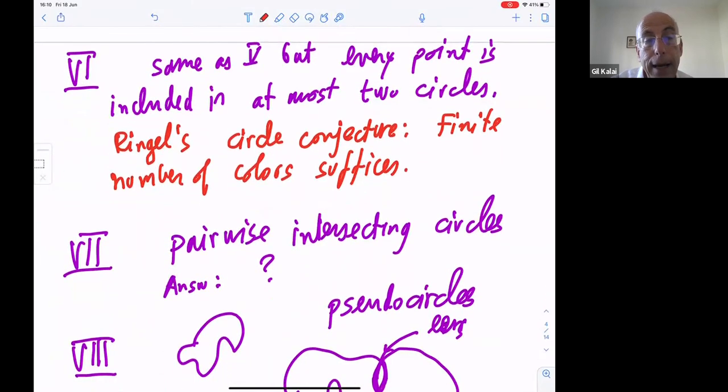And another question, we can ask the same question for pairwise intersecting circles. So this extends the question we asked earlier about graphs of unit distances, where all the distances are at most one, where one is the maximum distance. And here I don't know the answer. So this is an interesting question: what is the maximum number of colors needed to color a collection of pairwise intersecting circles where you declare two circles adjacent if they are tangent?